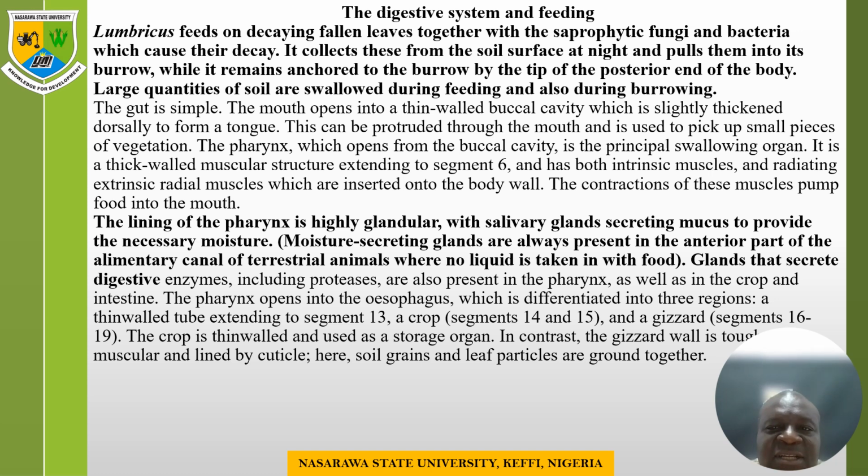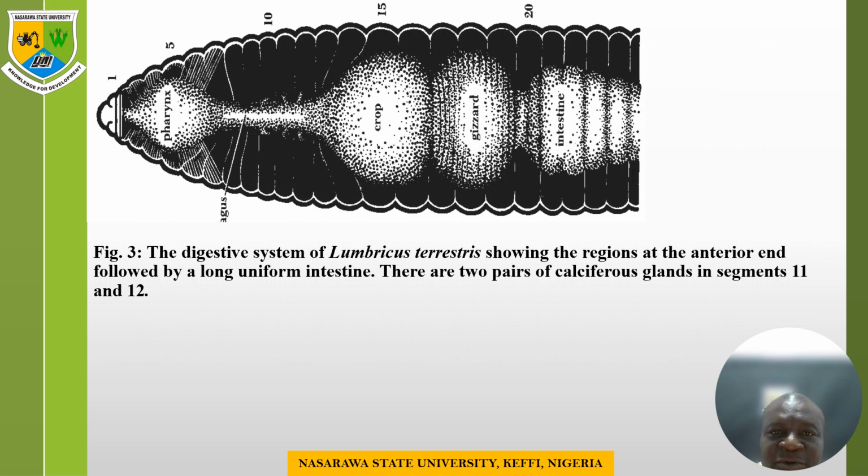And as they are doing it, there's contraction of the muscle pump that pumps food into the mouth. Also the lining of the pharynx is highly glandular, with salivary glands secreting mucus to provide the necessary moisture. The moisture-secreting glands are always present at the anterior part of the alimentary canal in most of these terrestrial animals, where there is no liquid taken in with the food. So it is a common feature.